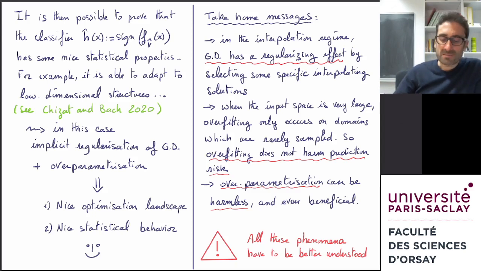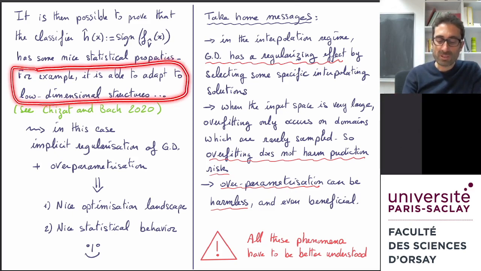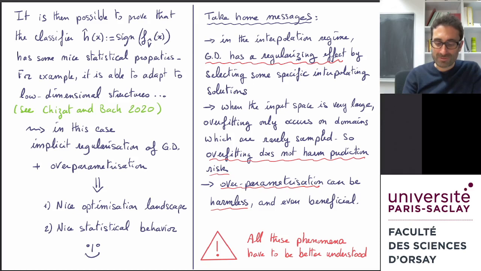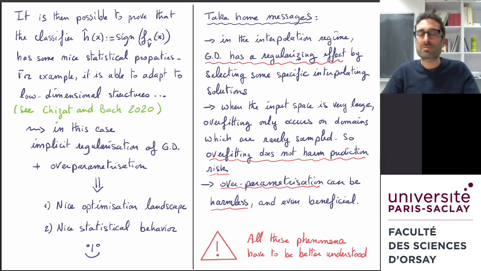In particular, what is possible to show in this case is that the classifier is able to adapt to low-dimensional structures. If you want to see more about this, I refer to the original paper by Lenaic Chizat and Francis Bach from 2020. This is a very nice paper. So in this case, implicit regularization of gradient descent plus overparametrization gives me first a nice optimization landscape, but also some nice statistical behavior due to the fact that I have a max margin classifier. So I will not discuss overparametrization more.